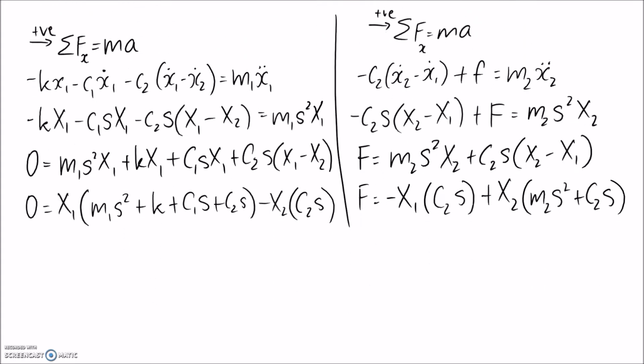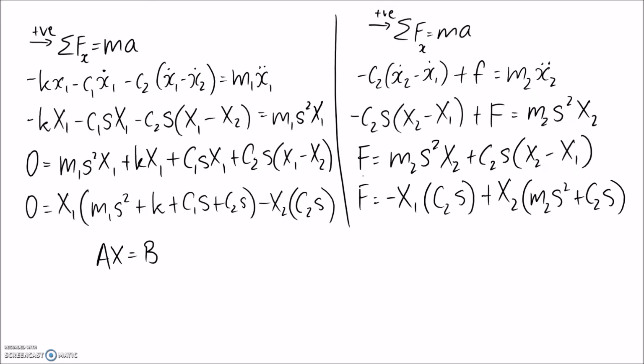Alright, so these are some linear equations that we're now able to solve by putting them into a matrix, as I said. So the form of the matrix is AX equals B. A is your matrix of constants, which are out the front of each of your unknowns. So this and this and this and this. X is the matrix of unknowns, so we want to know what x1 and x2 are. And B is the matrix of the constants on the other side of the equation, so it's going to be the 0 and the F.